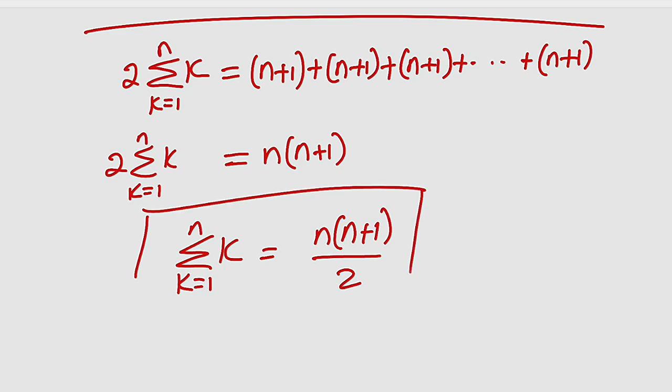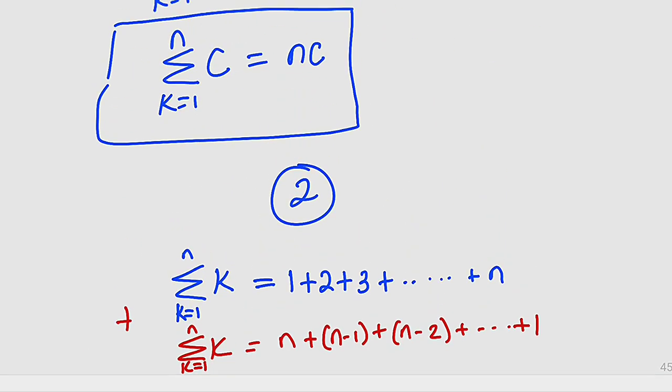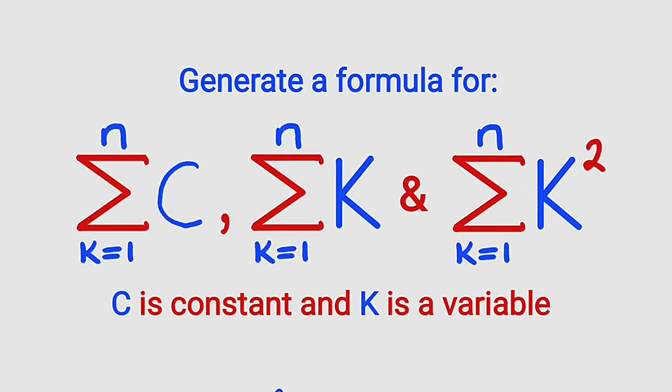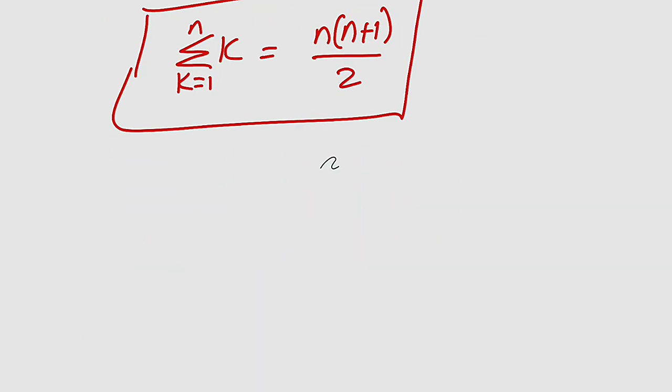As simple as that. So we are done with the first and the second one. Then we need to take the last one, which is the summation of k squared from 1 down to n. So number 3, we would like to evaluate the summation of k squared from 1 down to n.